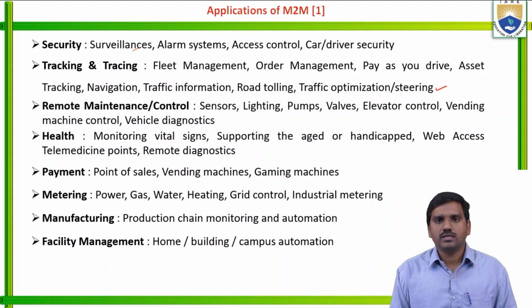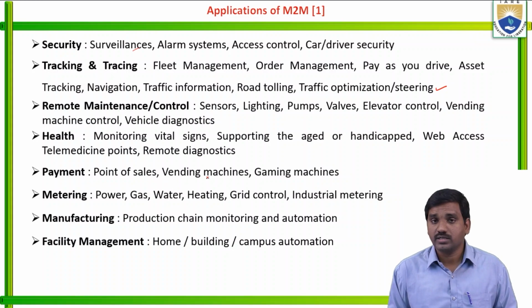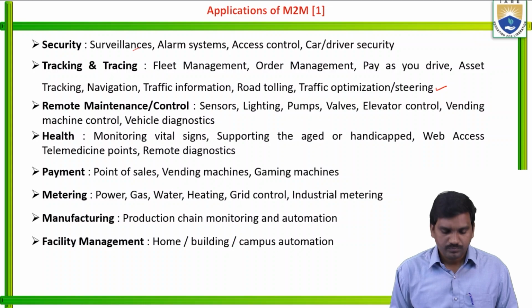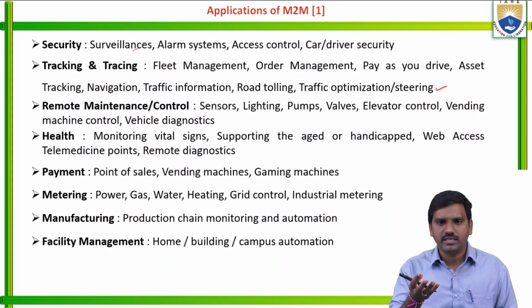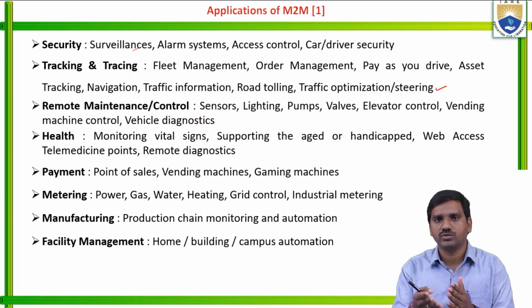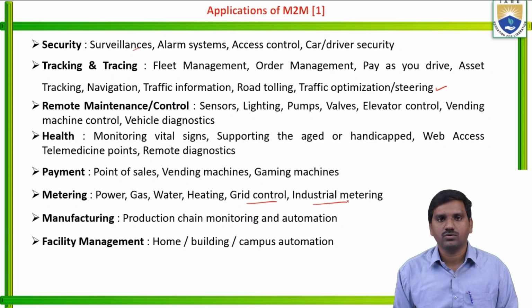Next, payment. These days, most shops in the market use point of sale. Payment point of sales, vending machines, and gaming machines are also applications of machine to machine. Next, metering. In metering, we measure how much of a source we are using, like gas, water, or heating, along with power control, industrial metering, and grid control, in order to measure how much they are consuming for their needs.